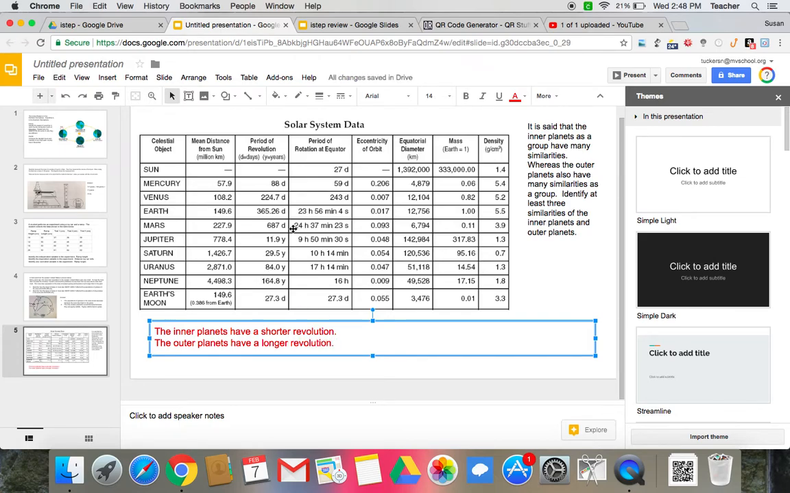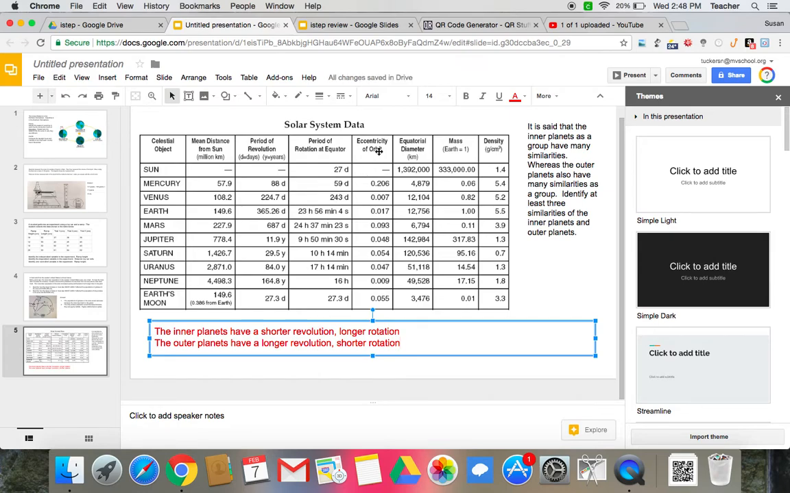Okay. Let's look at the period of rotation. That means how long does it take a planet to spin one time? So I'm looking at our inner planets. The rotation is in days and hours. And then when I look at my outer planets, they are listed in hours, but the hours are smaller numbers. So the inner planets, I'll go back up here and change that to a comma, have a longer rotation. On the other hand, the outer planets have a shorter rotation. They're able to spin much faster.